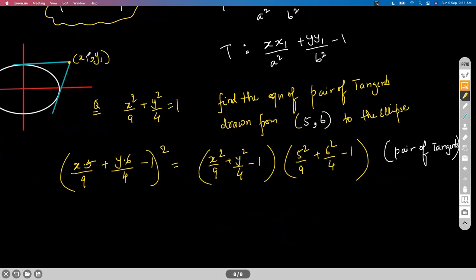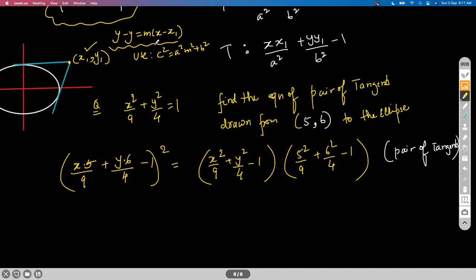The other way: once you know this point, you can start with the fact that the tangent is let this. Once you start with this as a tangent equation, use the condition of tangency, C square is equal to A square M square plus B square. You'll end up getting a quadratic in M. Solve the quadratic to get two values of M, put them over here, and you get the two tangents separately.